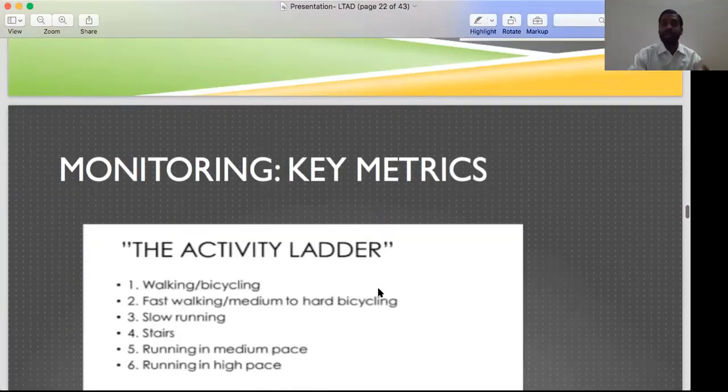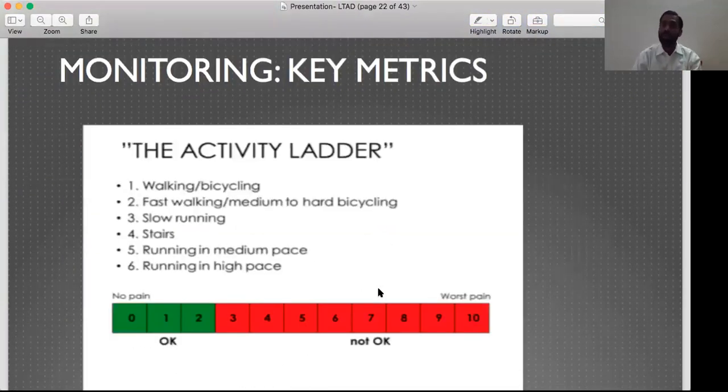So things like this can be very good. We all, as physios or doctors, have been using the visual analog scale for donkey's years. Similarly, an activity ladder can be created. It could be a simple Excel sheet. It could be drawing boards. It could be color codes. That means, how was your training session the last day?